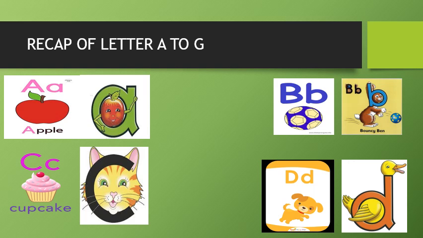Now can you see the next flashcard? Can you tell which letter this is? This is letter C. And what does letter C say? Letter C says k. And which character is the friend of letter C? Clever Cat is the friend of letter C.